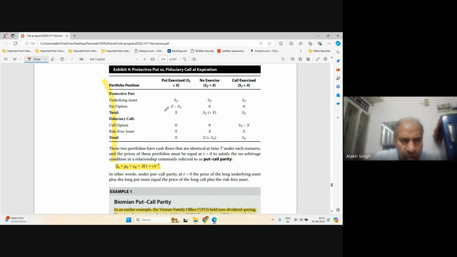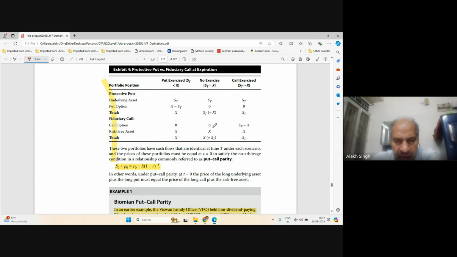So when the call is not exercised, it means the price of ST is below X. He has bought a risk-free asset, and the value of the call is 0. He bought the call plus the risk-free asset, so that risk-free asset became X. So his portfolio is X, and this X is equal to this X. We got put-call parity.